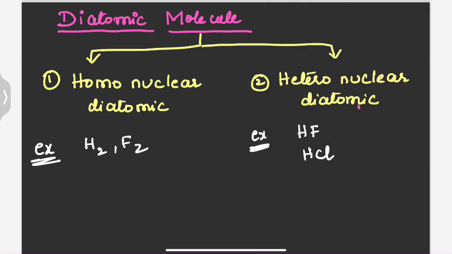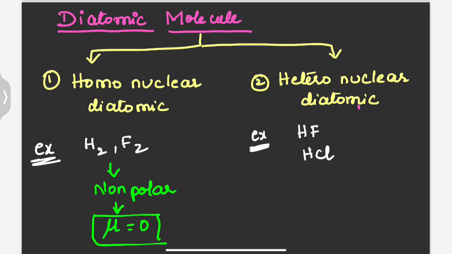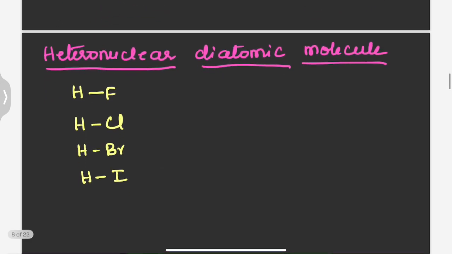Homonuclear diatomic molecules are non-polar in nature. Non-polar covalent bond will be present. If it is non-polar in nature, then their dipole moment will be equal to 0. So remember that for a non-polar molecule, dipole moment will be equal to 0. And these are polar covalent bonds. For a polar molecule, the dipole moment is not equal to 0. This much you have to remember.